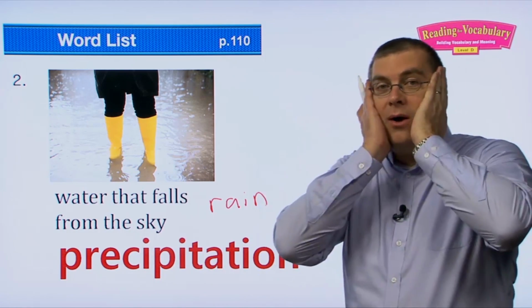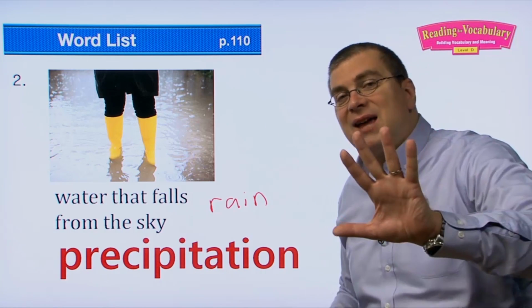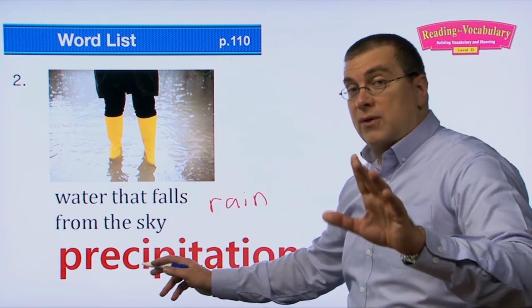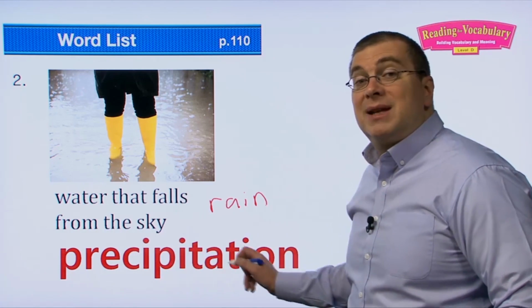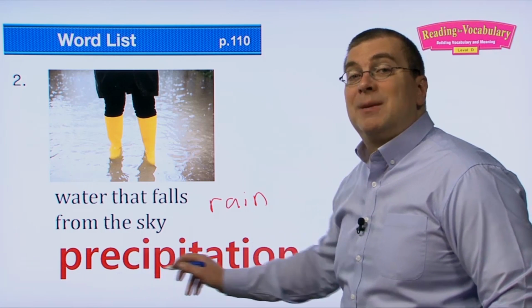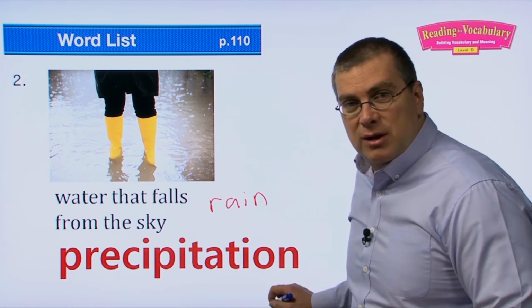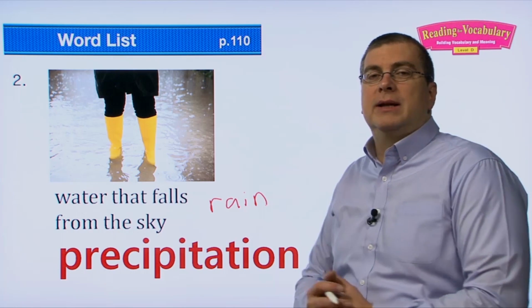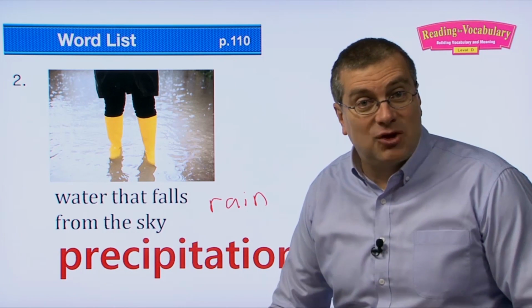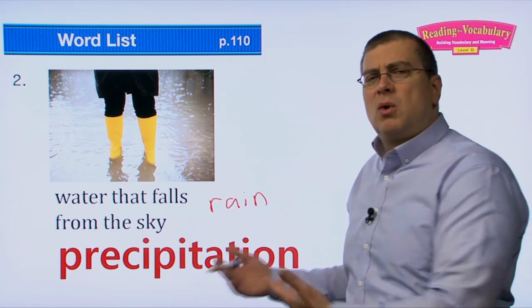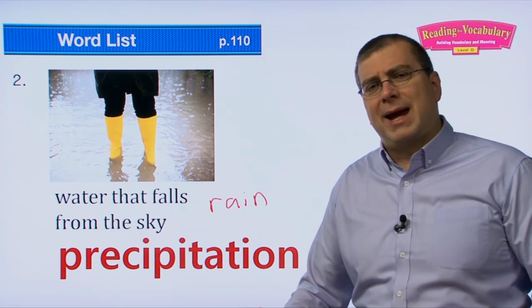Precipitation. Wow, so many syllables. There's 5 syllables. So let's say it fast. Well, slow first and then fast. Precipitation. One more time. Precipitation. Okay? So if you say it quickly, it sounds like precipitation. Okay? Precipitation just means rain. It's more of a scientific word for rain.